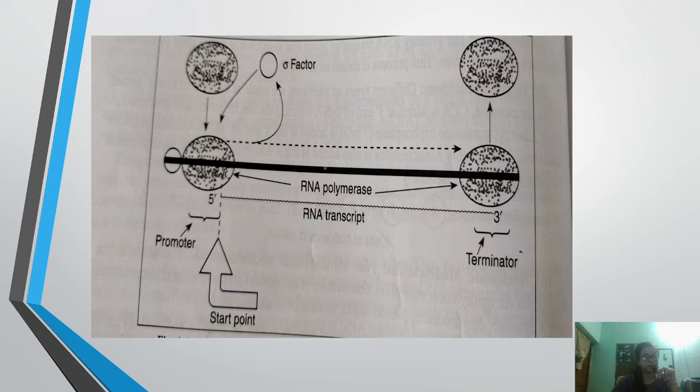You can see in this diagram, this is the DNA. Here the RNA polymerase binds, and the sigma factor will make this RNA polymerase bind to the promoter sequence. When this RNA polymerase comes to the start point, the process of transcription will take place in the 5 prime to 3 prime direction. When it reaches the terminator sequence, the RNA polymerase will be released and termination will be performed. This is the overall process I have told you, but how does each step occur? We will be discussing each one in detail.